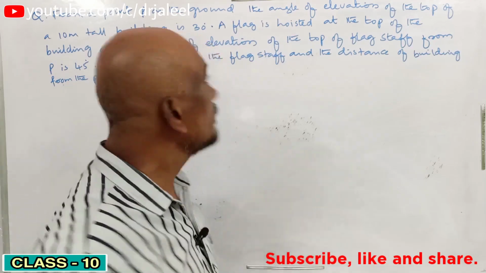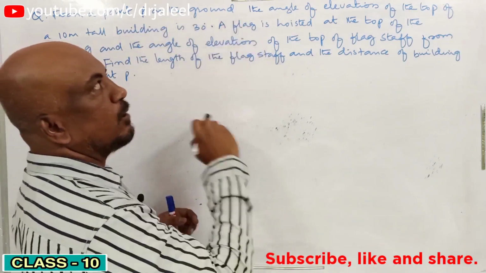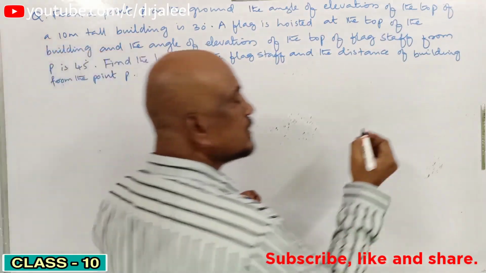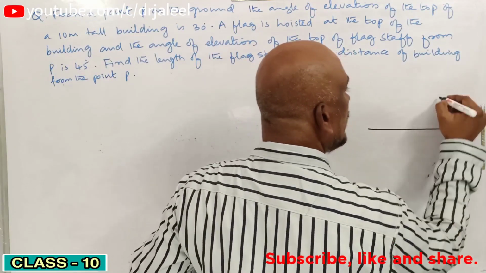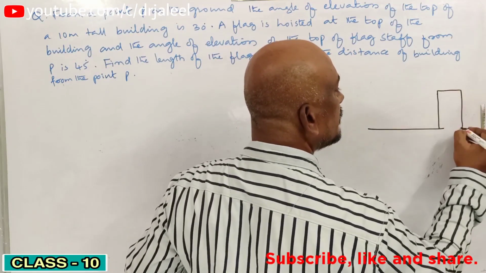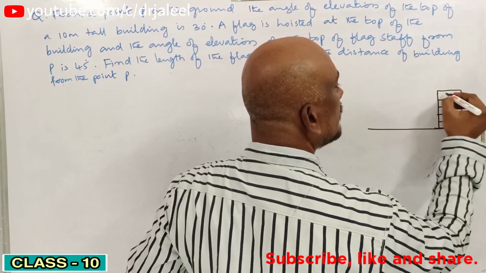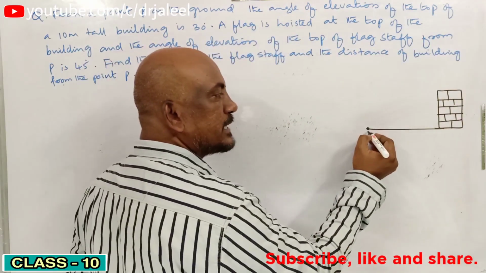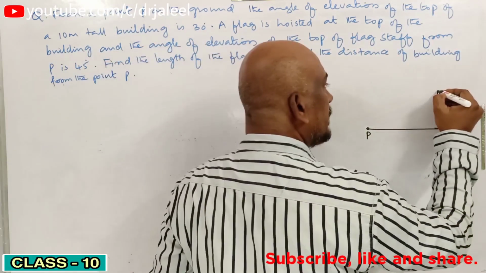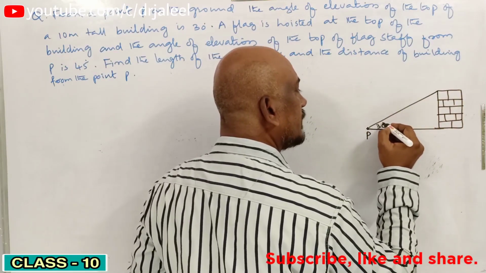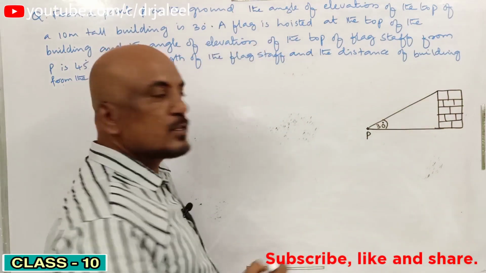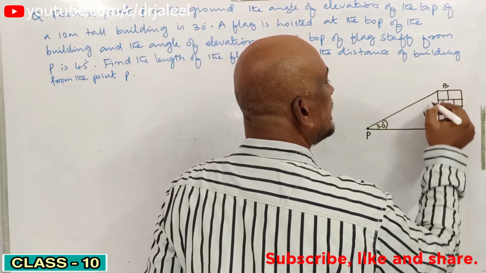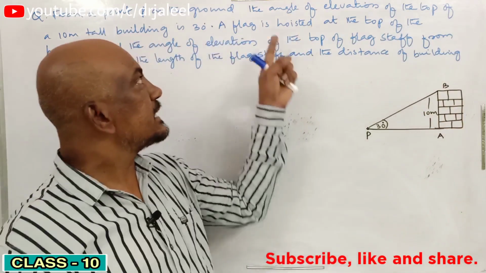Let us read the question once. From a point P on the ground, the angle of elevation of the top of a 10 meter tall building is 30 degrees. So now let me take this to be the ground and this is the building. From this point P on the ground, the top of the building is making an angle of elevation of 30 degrees. Let me take this building height as AB, and this is given to be 10 meters. So our first sentence is completed.